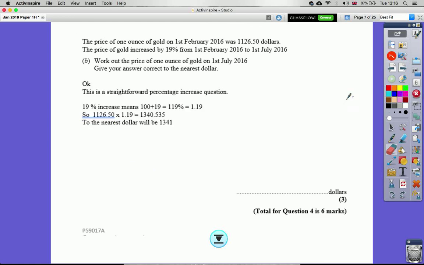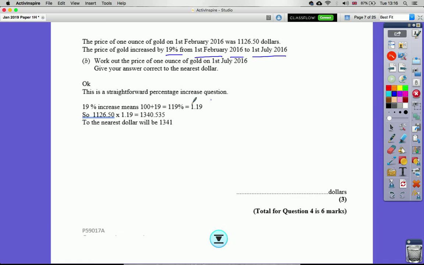Look at the second part of the question. The price of gold on 1st February 2016 was $1126.50. The price of gold increased by 19% from 1st February 2016 to 1st July 2016. Work out the price of 1 ounce of gold on 1st July 2016. Give your answer correct to the nearest dollar. So you can see I've already worked out the answer here.